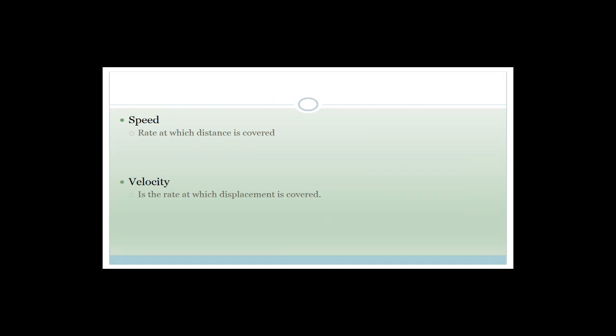Speed, as we've discussed before, is the rate at which distance is covered. So speed is equal to distance over time. The SI unit for distance is meters. The SI unit for time is seconds. Therefore, the unit is meters per second. And you will notice that because distance is a scalar, speed is going to be a scalar as well. Whereas velocity is the rate at which displacement is covered.